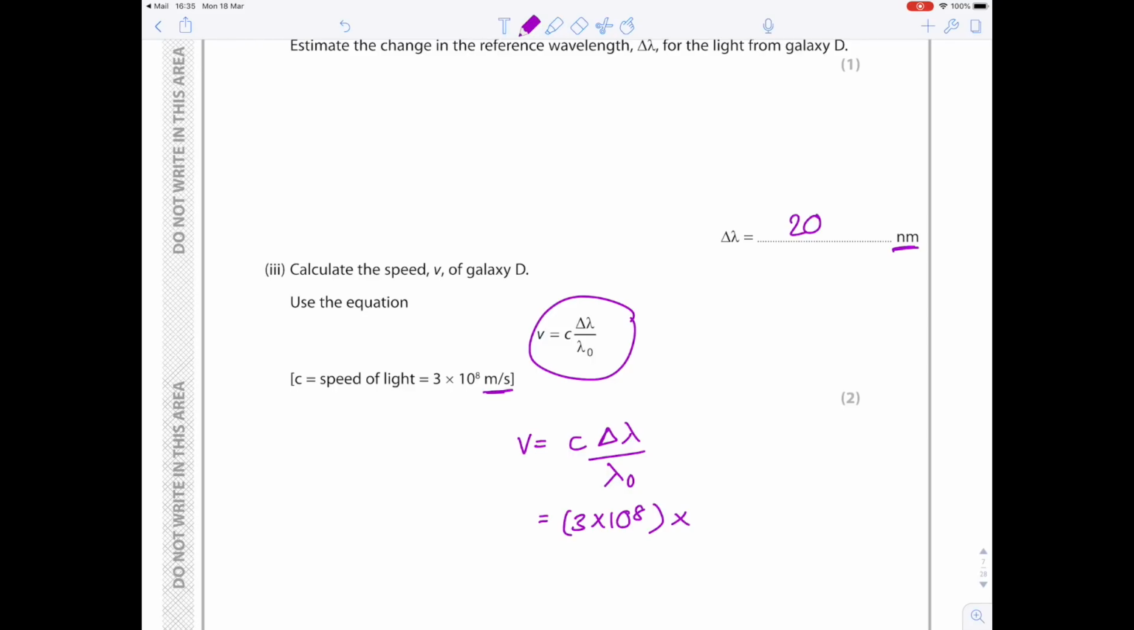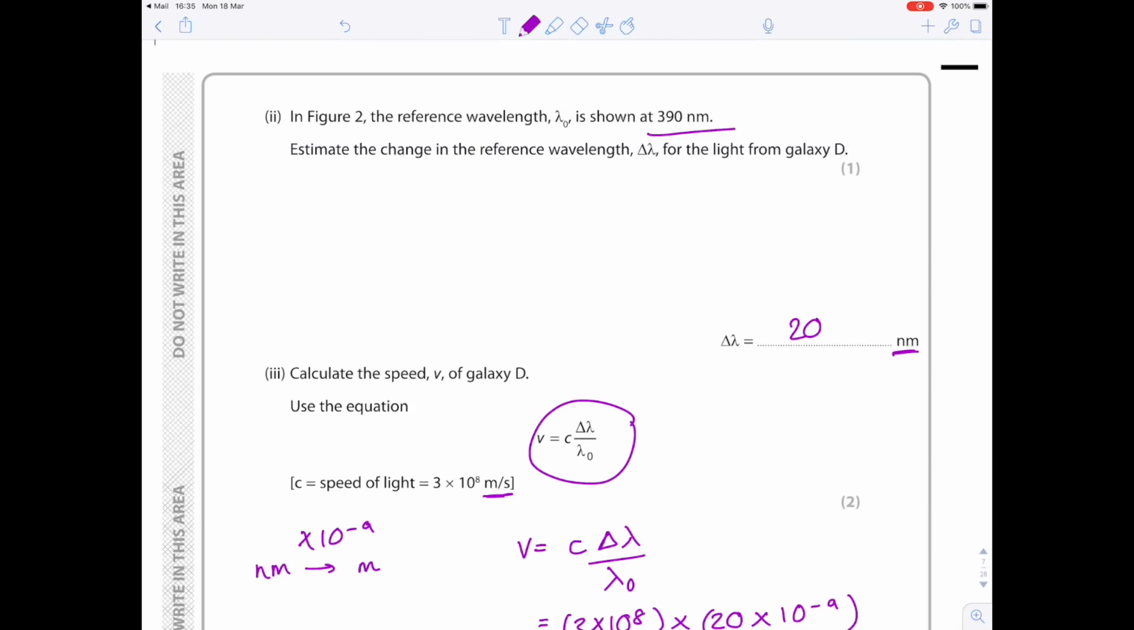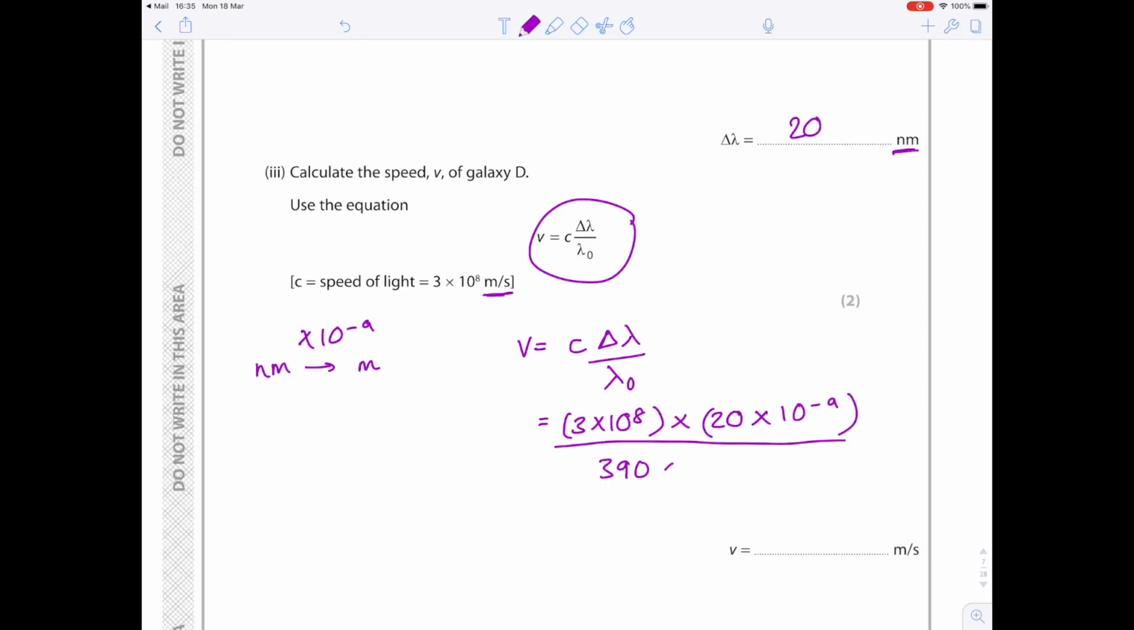And according to this equation, we need to multiply it by delta lambda, which we've just worked out in the question above, is 20 nanometers. And then be careful, you need to convert nanometers to meters, and the way in which you do that is by doing times 10 to the minus 9. So we're going to pop that conversion in here, and then divide the whole lot by delta 0, which we know is 390 nanometers. So 390, and then we multiply that by 10 to the minus 9 again to avoid any issues with units, and we get a final answer which is huge. It's 15,400,000 meters per second.